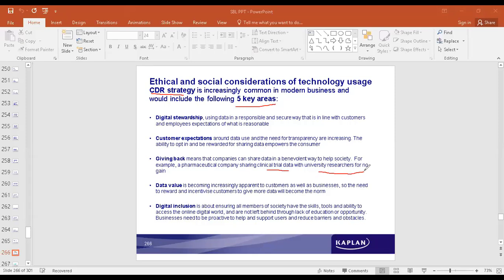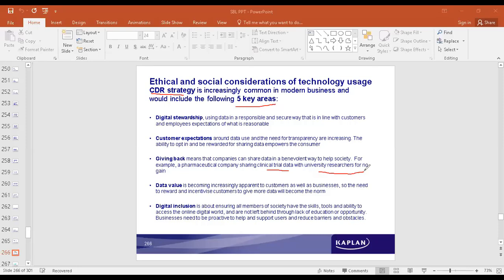So they are allowing other stakeholders also to be benefited because of the benefit they have derived with the use of technology, because of the data that was available. For the benefit of the society at large, for different stakeholders, they also come forward to giving back. Here this is an example of how the clinically tested data is shared with university researchers, as against that, they do not get any benefit out of that.